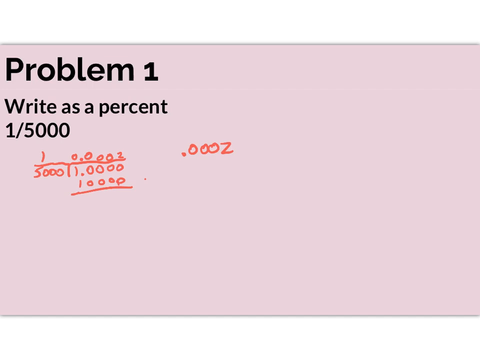So 0.0002, 2 10,000ths, as a percent. Multiply by 100, which means move the decimal point 1, 2 to the right. And here you have 0.02%. And there you see a percentage less than 1.